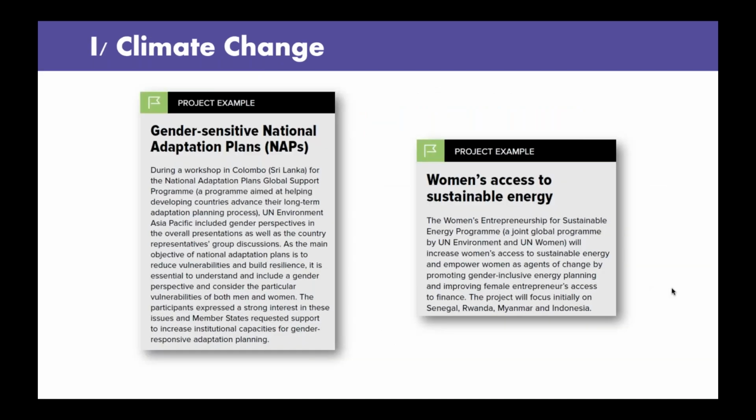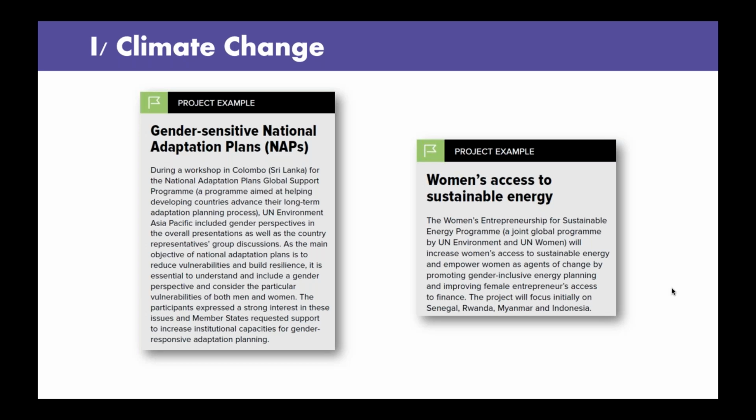So here are 2 examples again of how this is being done successfully by other projects. The first one, the Gender Sensitive National Adaptation Plan. Essentially, they organized a workshop in Colombo in Sri Lanka for the National Adaptation Plan's Global Support Program. And then UN Environment Asia Pacific included gender perspectives in the overall presentations and also in the group discussions. And actually what happened was that the participants expressed a strong interest in these issues, and even the member states requested further support to increase institutional capacities for gender in the adaptation planning.